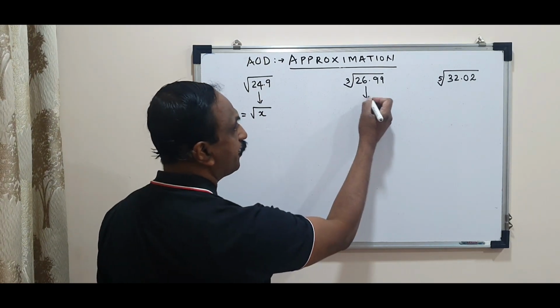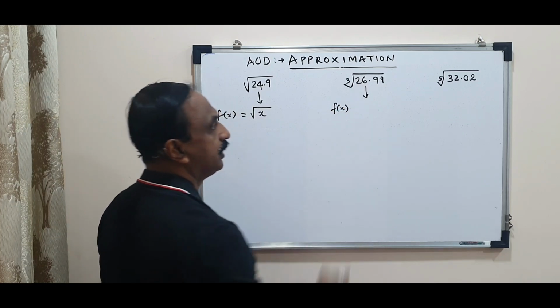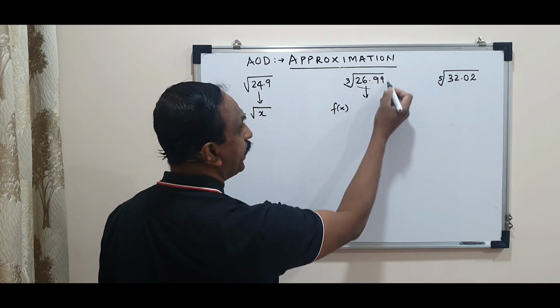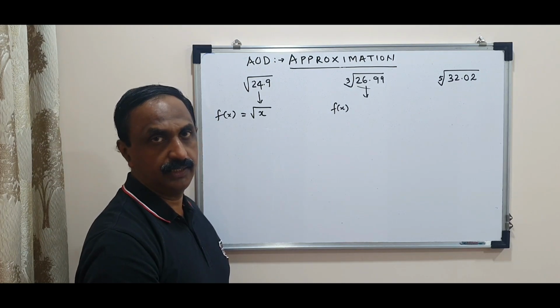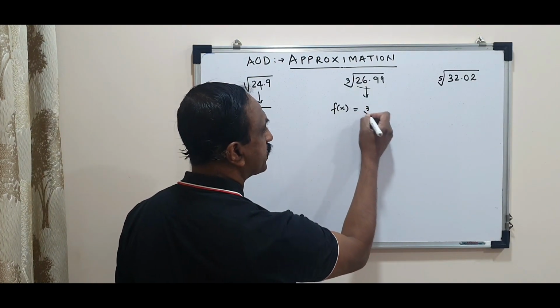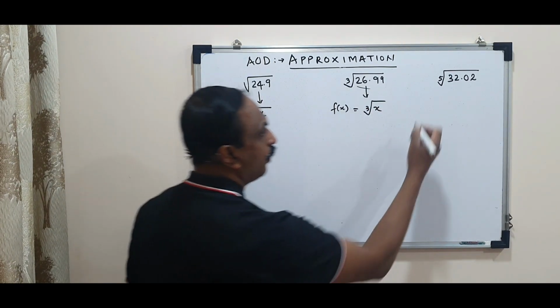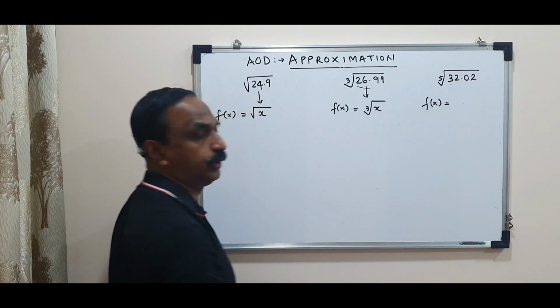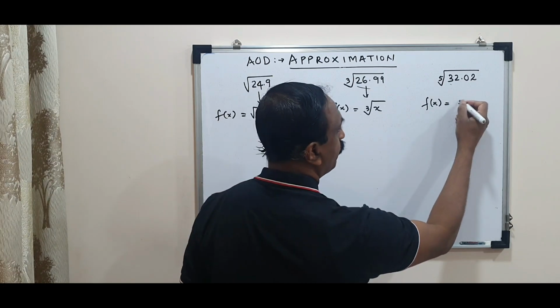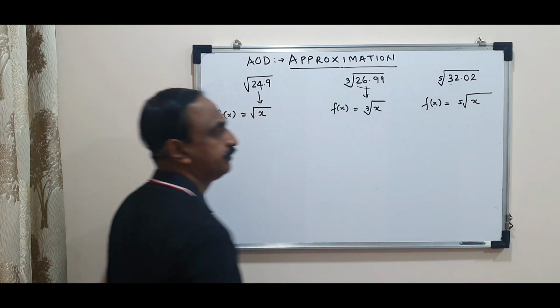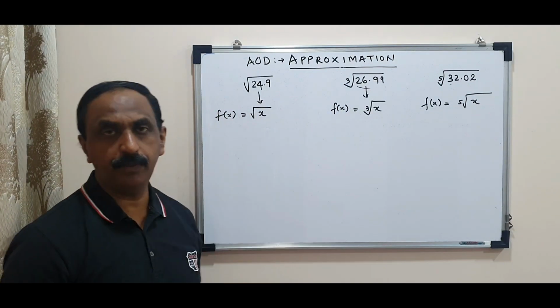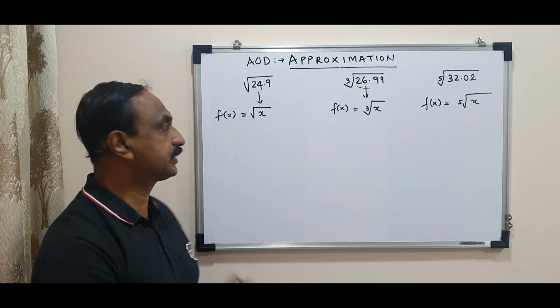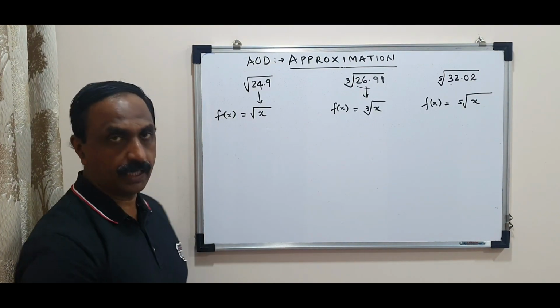What will be the f of x in this case? Replace 26.99 by x. So the cube root of x. What will be the function here? Replace 32.02 by x. So the fifth root of x. So the function is defined by replacing the number by x. Then of course you can calculate the derivative.